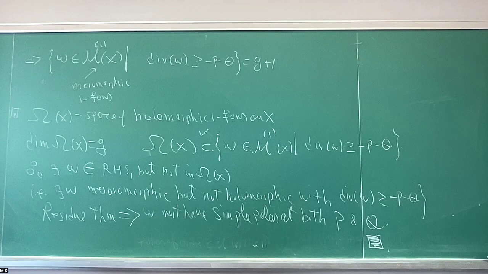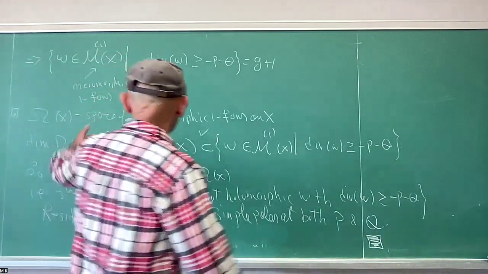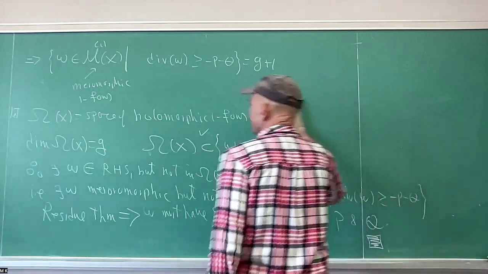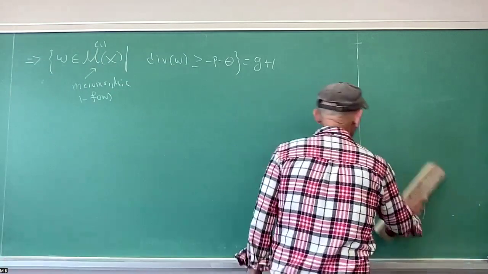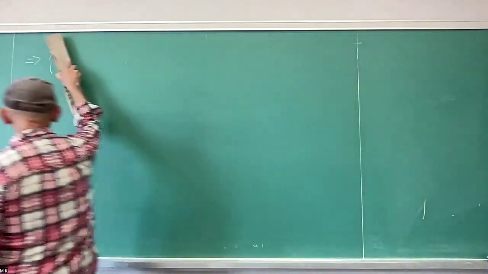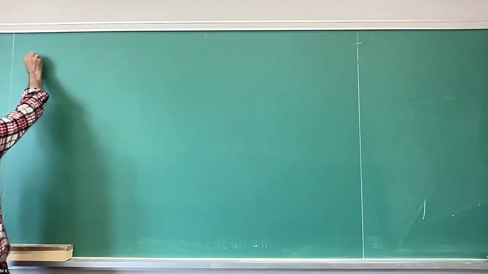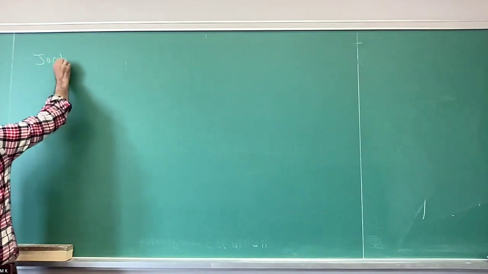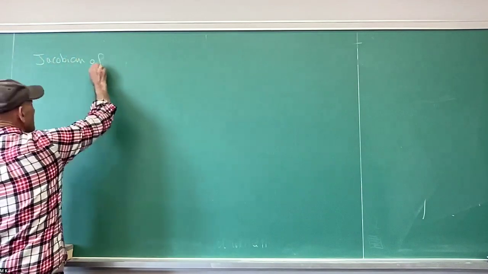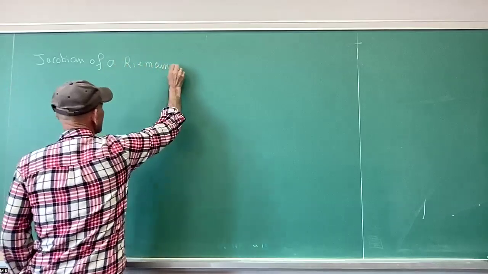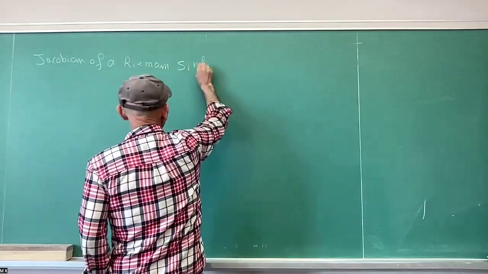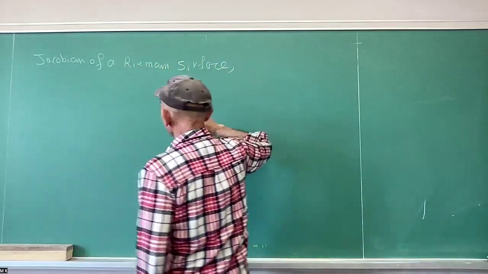Okay, so now before we take a break, we can move to the next thing, which is actually related to this issue. Now I'm going to define the Jacobian of a Riemann surface, and the Abel-Jacobi map.